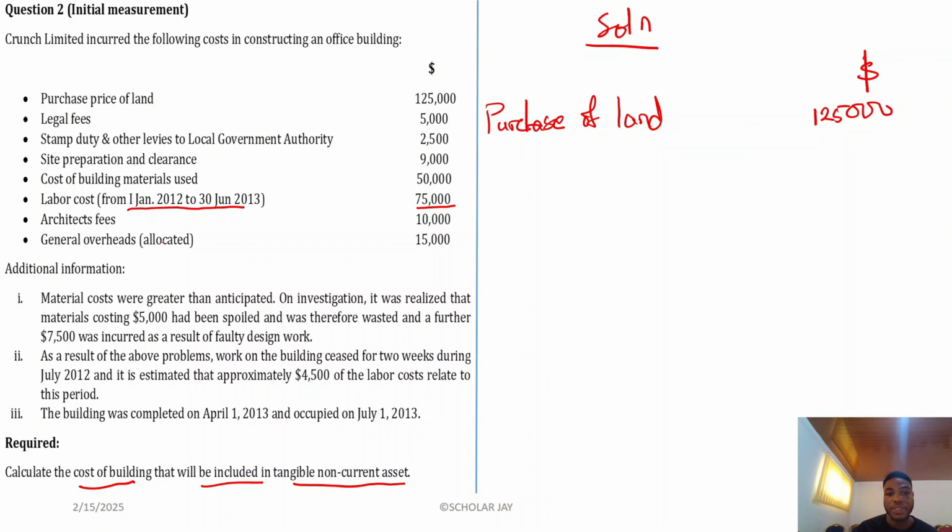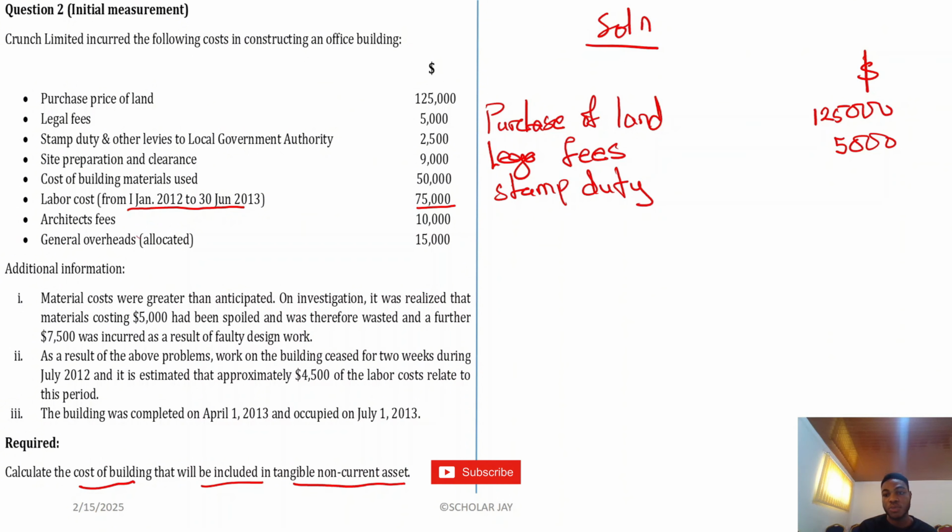Is that not it? So let's take our legal fees. So legal fees, we have 5,000. Good. Then stamp duty. So we've established this basis. Stamp duty, that will be 2,500. Now site preparation, site prep, that's 9,000.